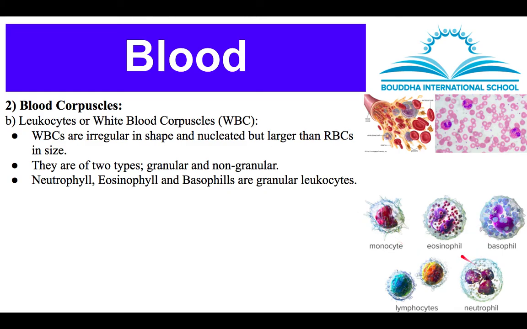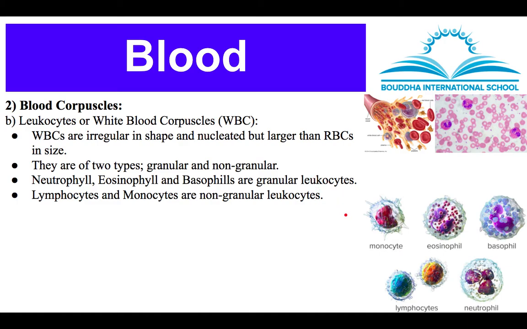This neutrophil, eosinophil, and basophil have granules inside the cytoplasm. That's why they are called granular leukocytes. They have the function to remove toxins from the body. If any toxic substances enter our body, then these granular leukocytes remove them from our body.